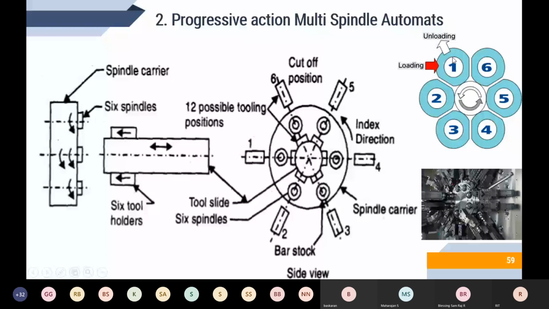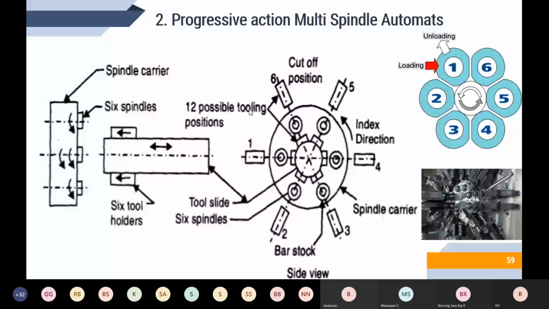So in the progressive type, you can see the difference. Normally in a parallel action, the same process is done. In the progressive action, different operations are done. You can see that in the parallel action, in one cycle, the number of components produced simultaneously is equal to the number of spindles only. But in the progressive, the number of components produced in one cycle is not equal to the number of spindles.